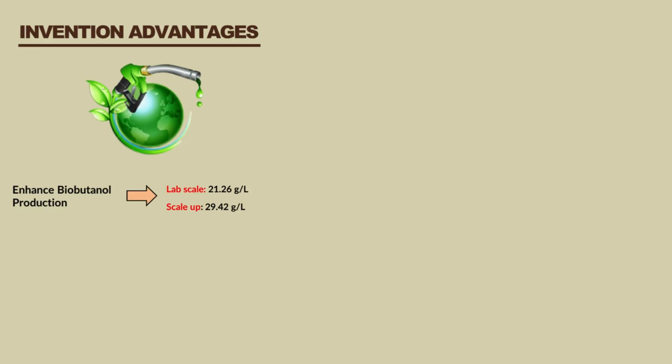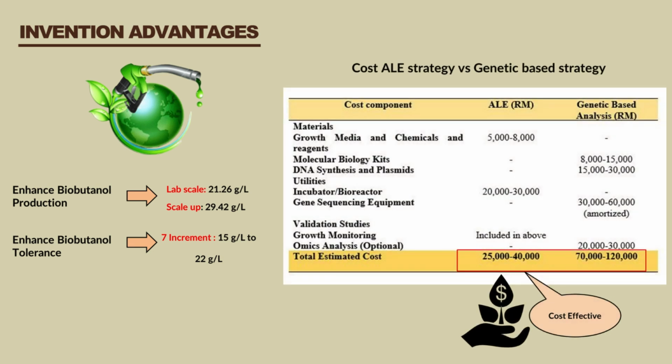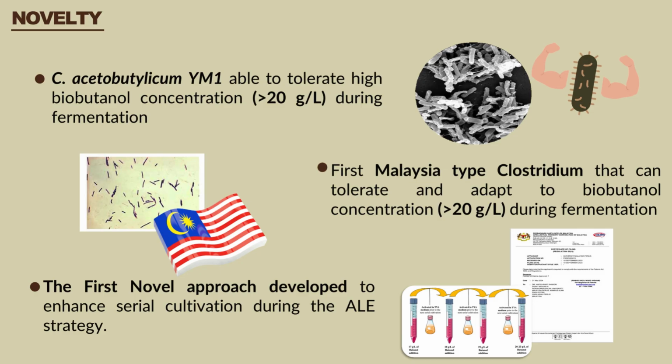As for invention advantages, our study has managed to enhance biobutanol production with significant improvement from lab scale to scaling up, and also butanol tolerance, in which there is a 7-fold increment, which is by far the highest compared to previous studies that only had a 1 to 2-fold improvement. In terms of cost estimation, it is also proven how cost-effective employing the ALE strategy is in contrast to genetic-based strategies. In terms of novelty, our adapted strain is the first Clostridium species in the world that could tolerate butanol concentrations up to 22 gram per liter.